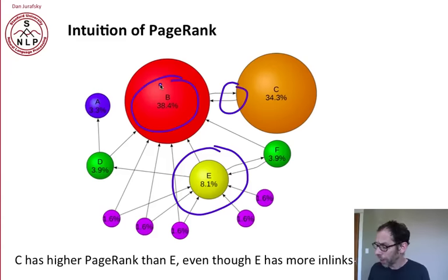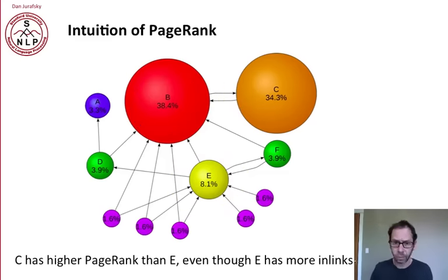And so the intuition of PageRank is we'd like to measure not just how many links come in, but who the links are from. And if a link is from a much more important page, we're going to weight that more importantly. And we're going to come up with an iterative algorithm for measuring the importance of a page and then passing this importance along the links.